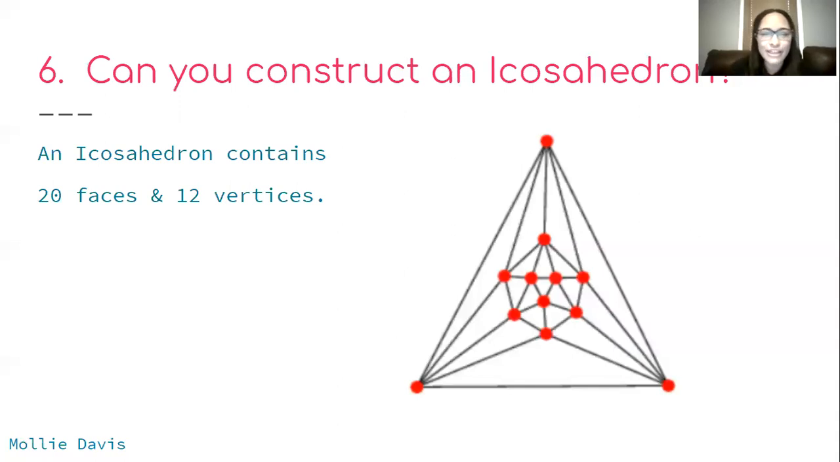Okay, so Molly, can you construct, oh, this word kills me, y'all. Icosahedron. I don't know why I want to say isosahedron.